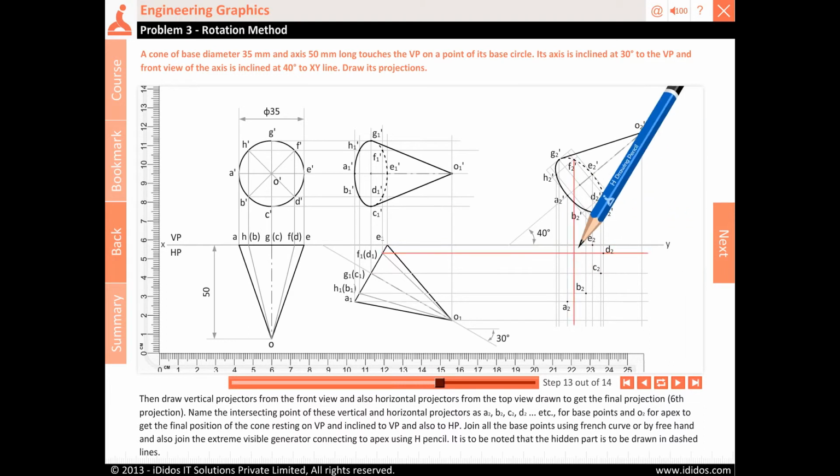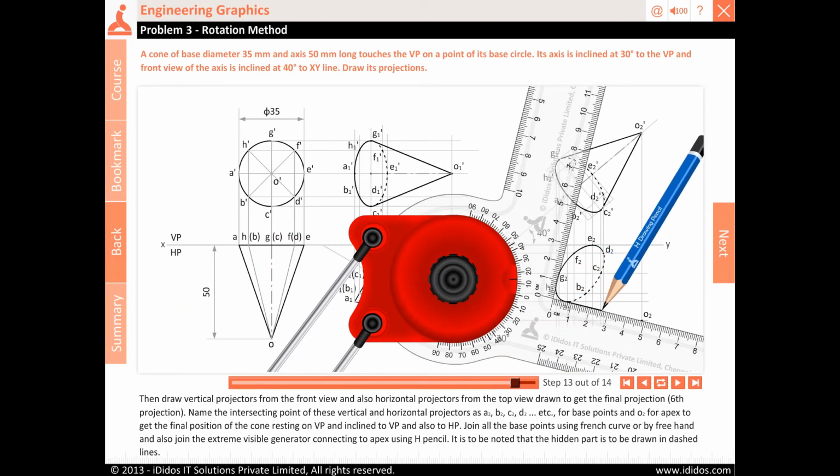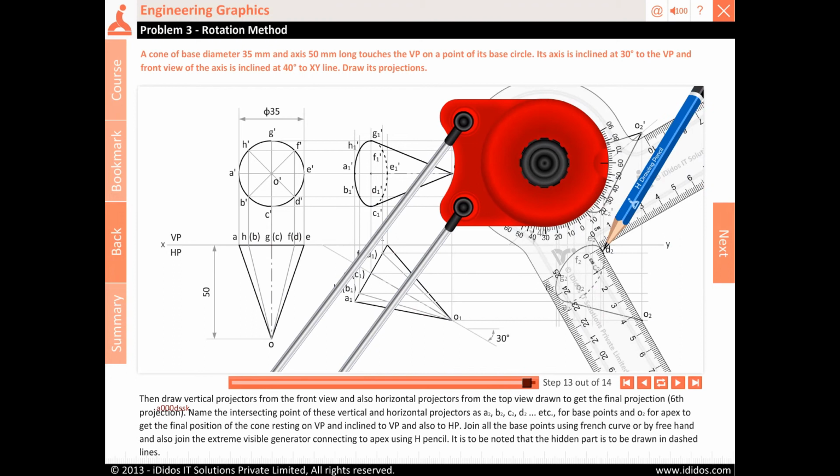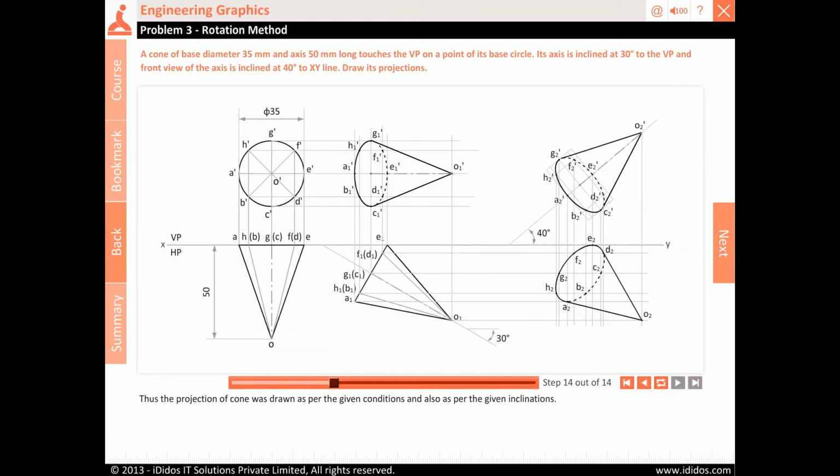Join all the base points using French curve or by freehand, and also join the extreme visible generator connecting to apex using H pencil. It is to be noted that the hidden part is to be drawn in dashed lines. Thus, the projection of cone was drawn as per the given conditions and also as per the given inclinations.